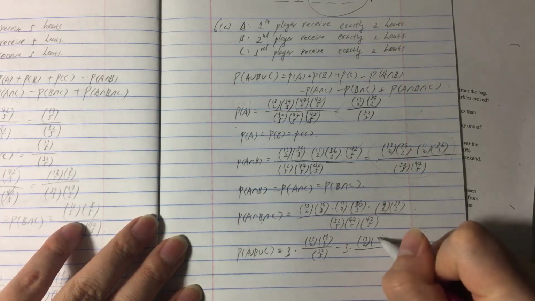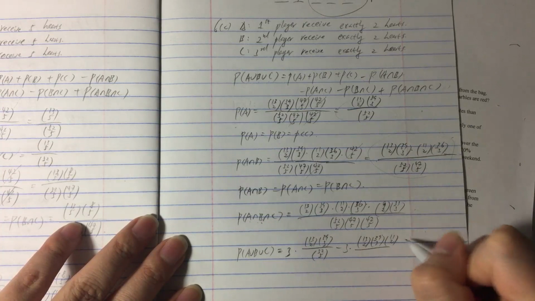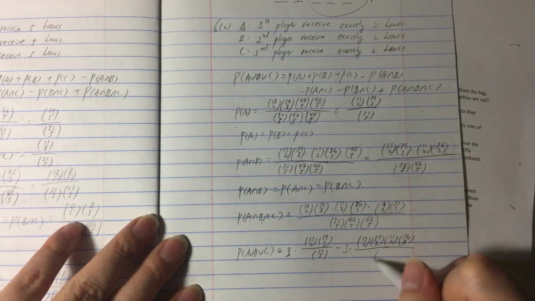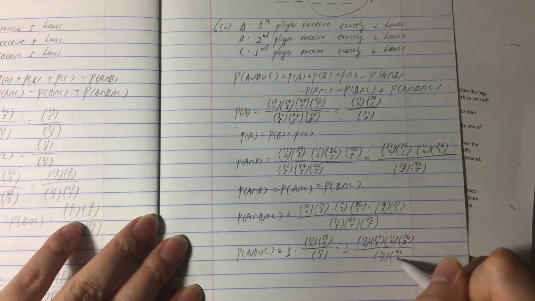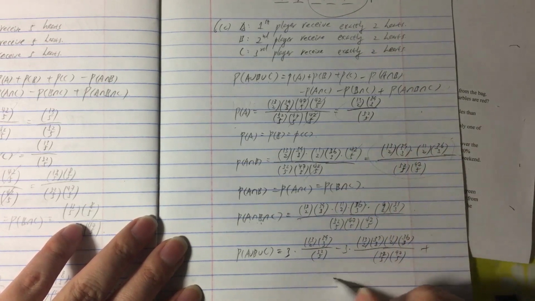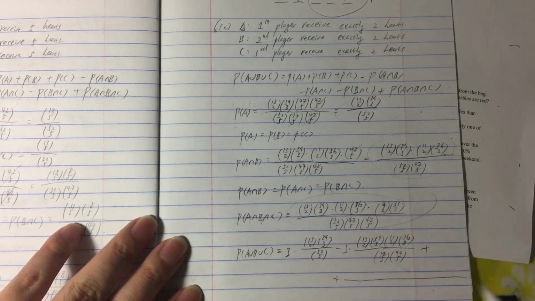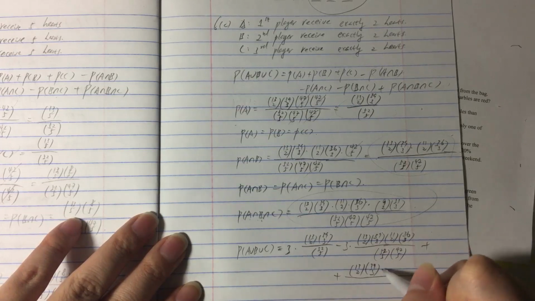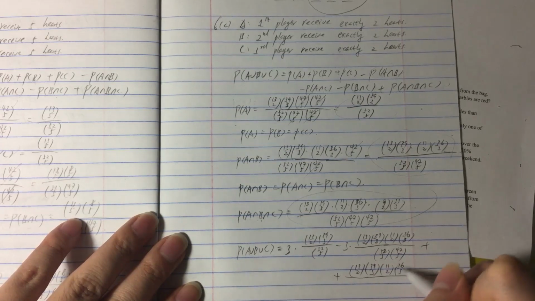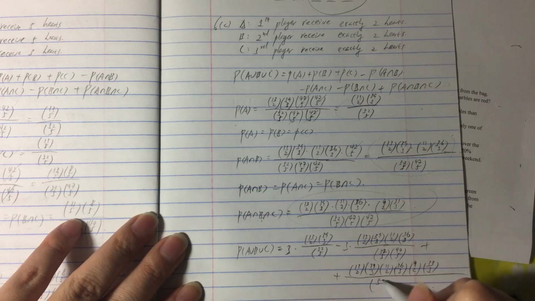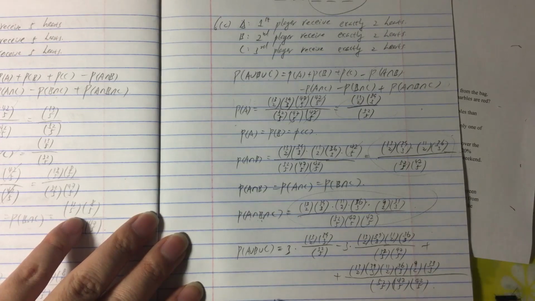13 choose 2 times 39 choose 3 times 11 choose 2 times 36 choose 3, over the denominator 52 choose 5 times 47 choose 5. Then plus the probability of A intersection B intersection C, plus this number: 13 choose 2, 39 choose 3, 11 choose 2, 36 choose 3, 9 choose 2, 33 choose 3, over the denominator 52 choose 5, 47 choose 5, 42 choose 5.